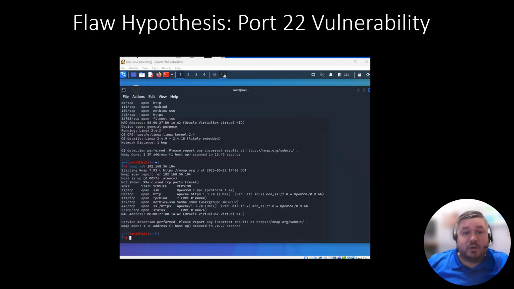OpenSSH, or Protocol 1.99, contains a potential vulnerability related to protocol negotiation bypass, potentially allowing for the exploitation of weaker SSH protocol versions. The flaw hypothesis suggests that OpenSSH 2.9p2, while supporting both SSH protocol versions 1 and 2, may have a vulnerability that enables an attacker to bypass the intended negotiation process and force the use of the less secure SSH protocol version 1.